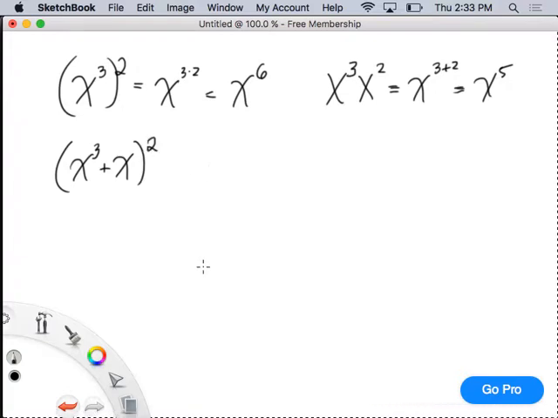All right. So now x to the third plus x. Go ahead and do that on your own. X to the third plus x, square the whole thing. Square the first, square the last, multiply and double.